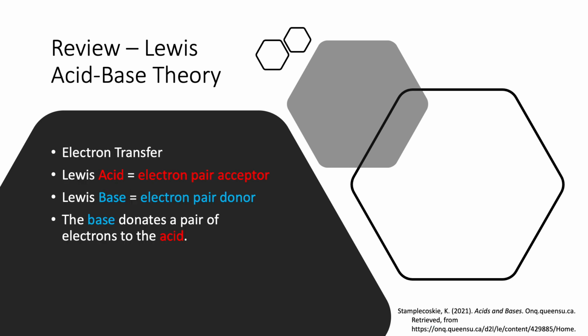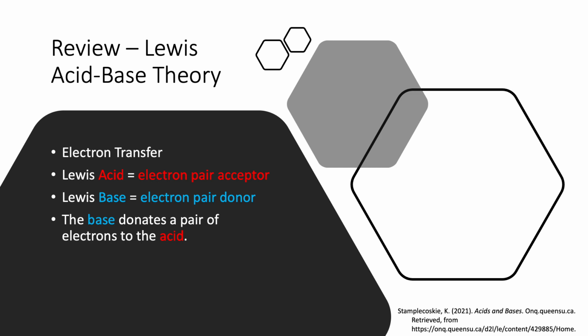The final main theory we discussed was the Lewis acid-base theory that focuses on electron transfer. The Lewis acid is an electron pair acceptor, and the Lewis base is an electron pair donor. So for a Lewis acid-base reaction, the base donates a pair of electrons to the acid. This is it for the review of what we discussed in class.